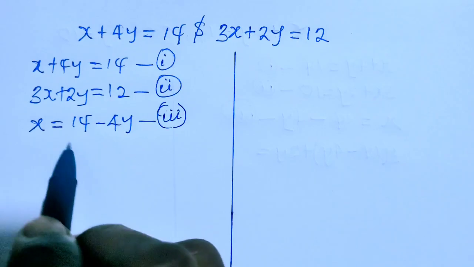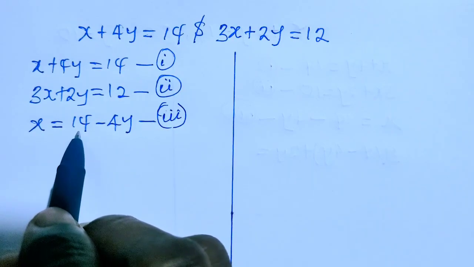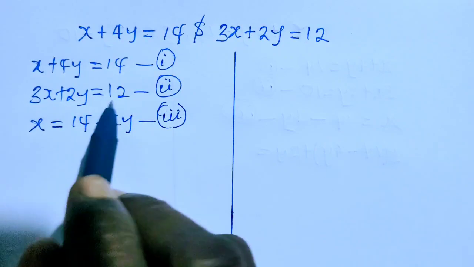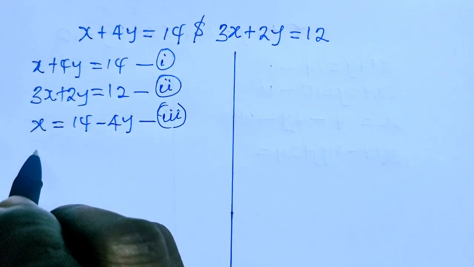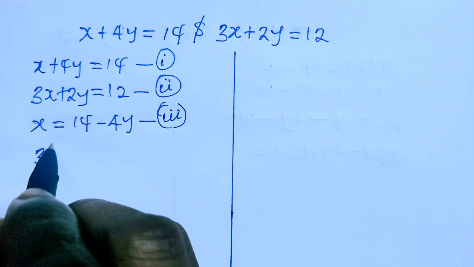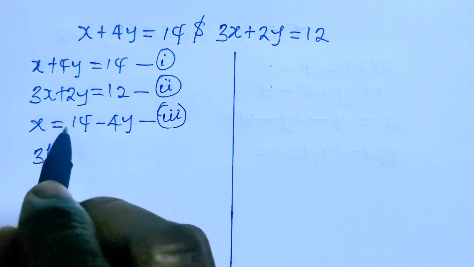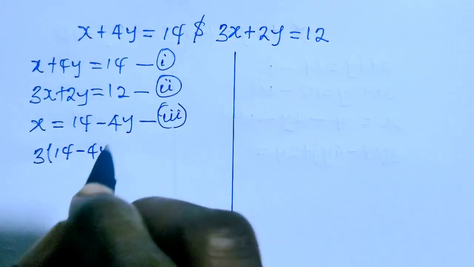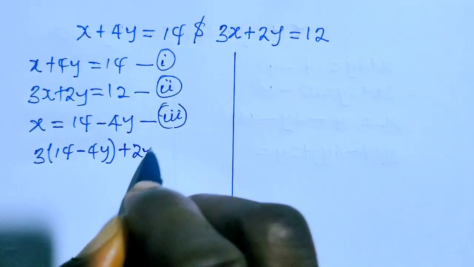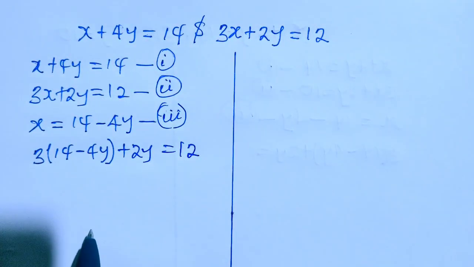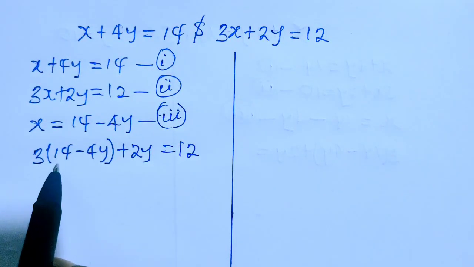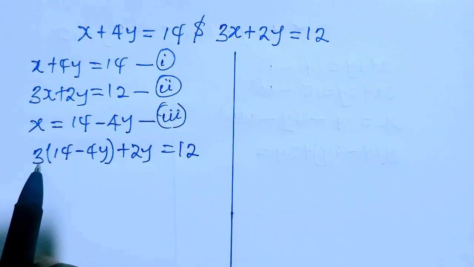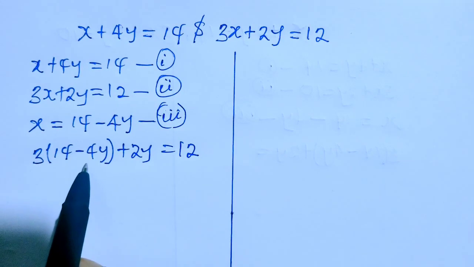Now, the next step, we are going to substitute the value 14 minus 4y for x in equation 2. Then now from equation 2, we have here 3 into, wherever you see x, we are going to substitute this value. We put 14 minus 4y, then plus 2y equals 12. Now, the next step, we are going to clear out this bracket by multiplying this number outside, which is 3, by the terms inside the bracket.